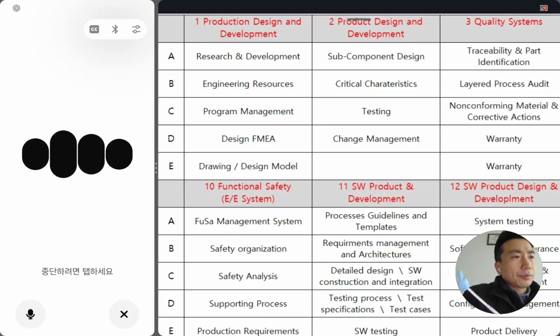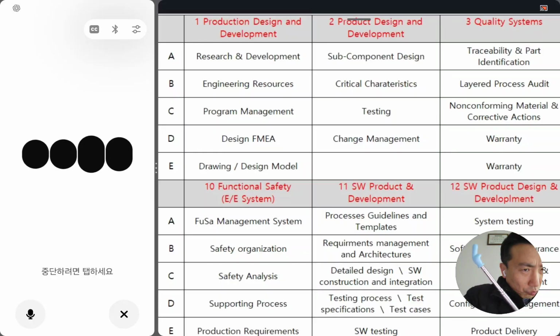Here's the refined version. Listen once. What happens when there is a design or process change that affects a critical characteristic? How are related documents, such as DFMEA, PFMEA, and the control plan, updated after a change? How do you track and verify that all updates have been implemented across relevant departments and suppliers?